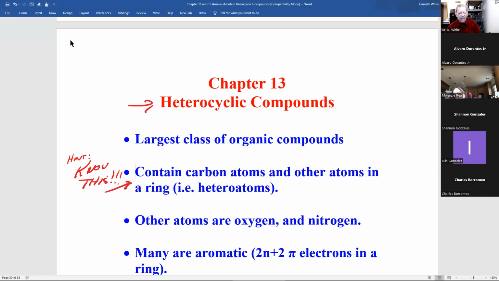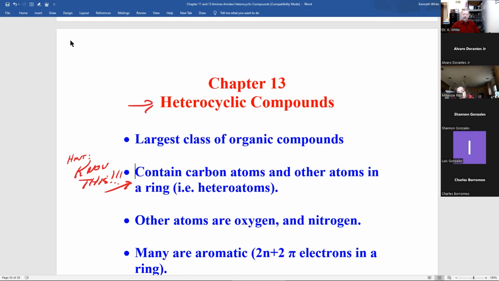A heterocyclic compound, you should know, is a ring that contains carbon atoms and other, different atoms in a ring. And those other atoms can be either oxygen or nitrogen. Now, you don't have to know, it's the largest class of organic compounds in nature, and many are aromatic, 2n plus 2 pi electrons. That you don't have to know. But what is a heterocyclic compound? It's a ring with carbon and other atoms, and those other atoms are oxygen, nitrogen.